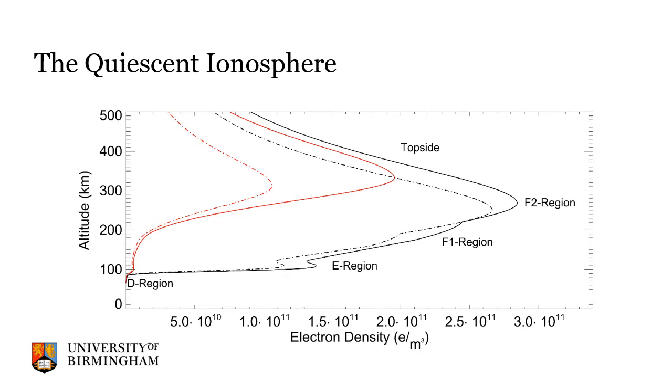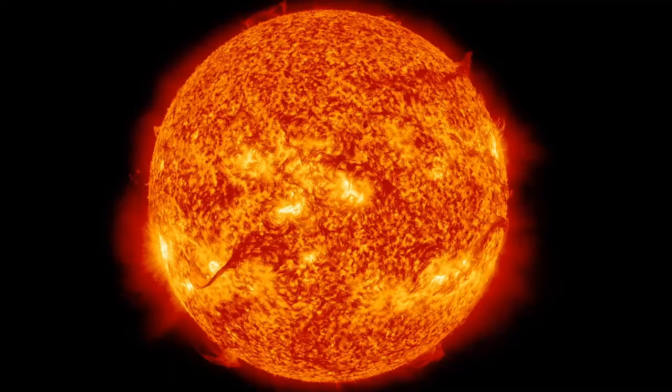And this actually becomes an important or helpful feature of the ionosphere, in that if we want to use the ionosphere for something, it's nice to know that even when we don't have photoionization, when we don't have a source of ionization, it's still there. So that's the quiescent, normal variability of the ionosphere.